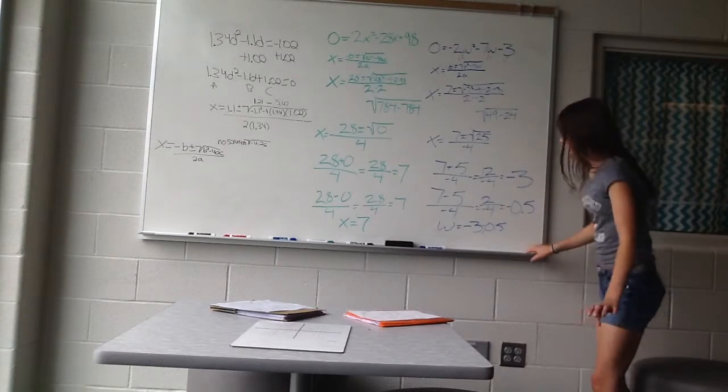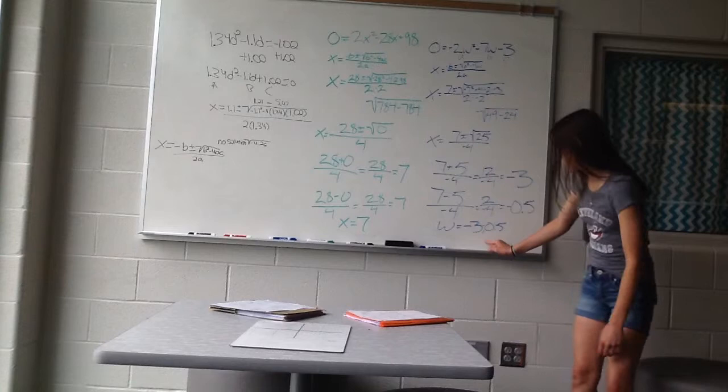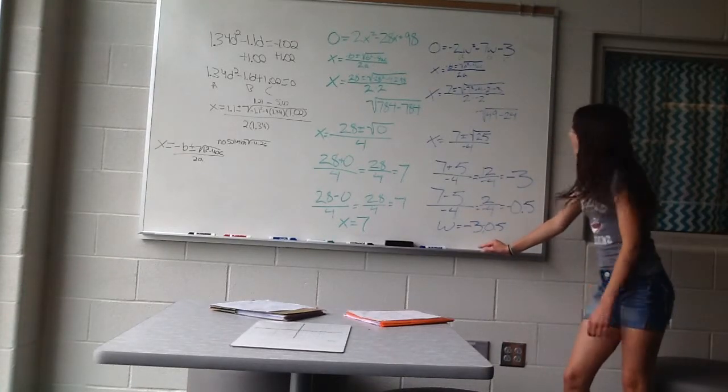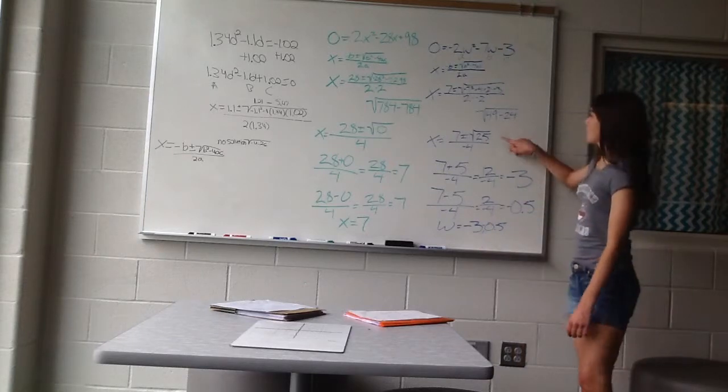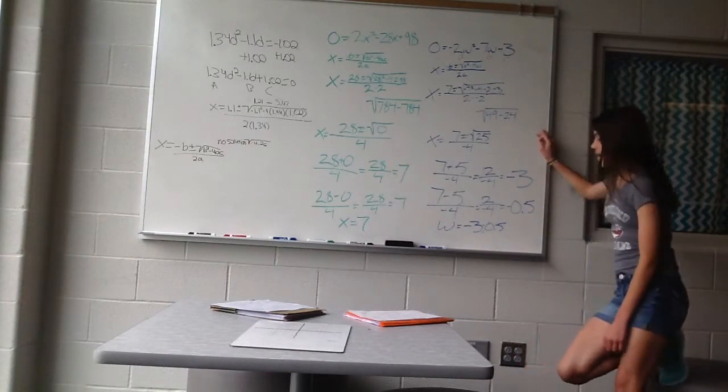And so then your answer becomes w equals negative 3 and negative 0.5. And whenever you have a positive number under the square root, you get two answers.